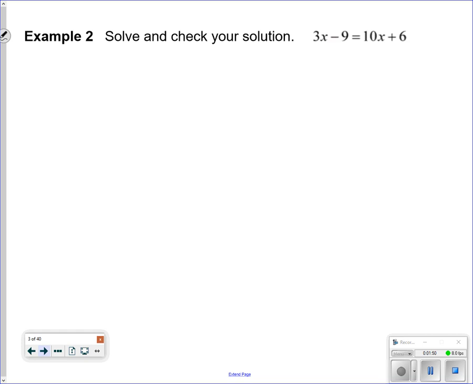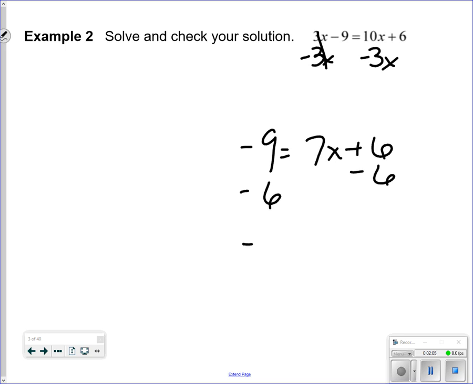Getting a little bit more in depth, now we have a variable on both sides. So you always want to get the variable on the same side. So subtracting 3x from both sides, subtracting 6, and dividing by 7.